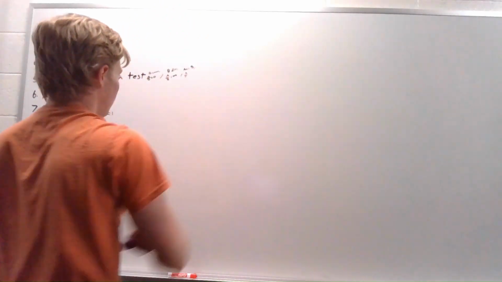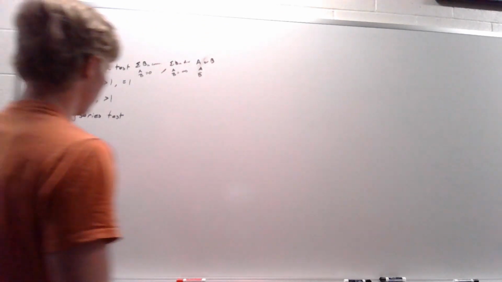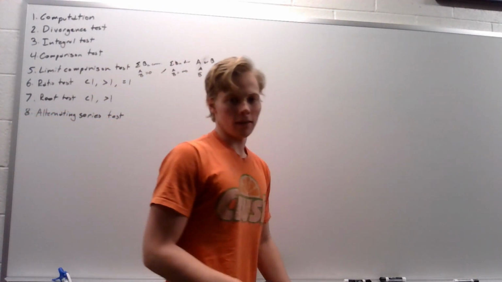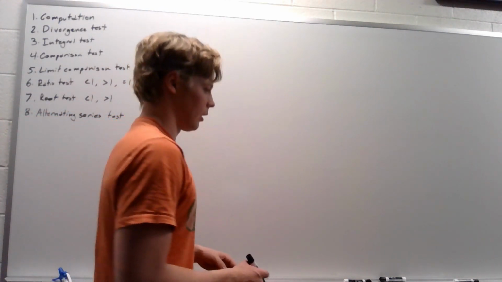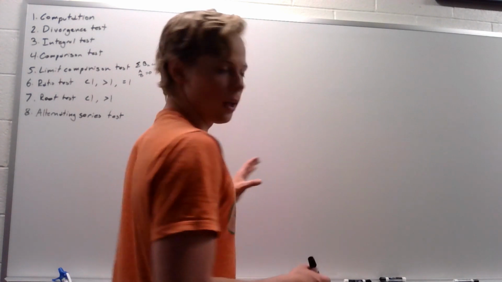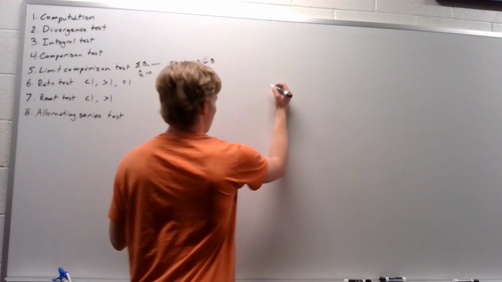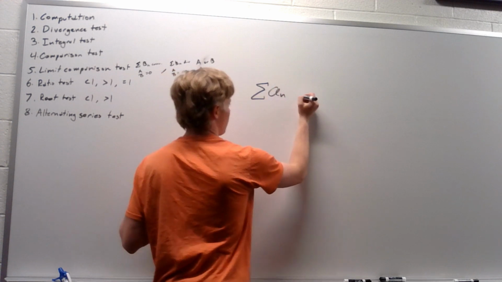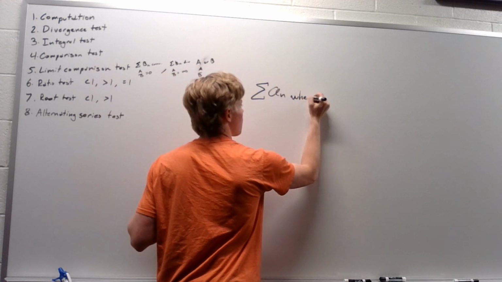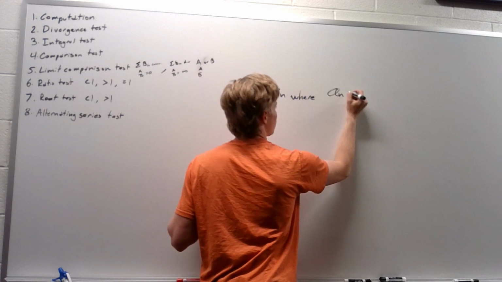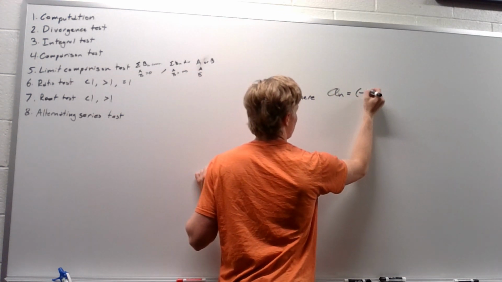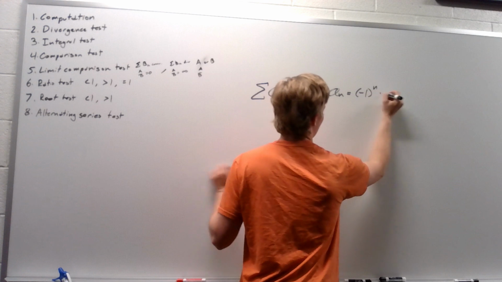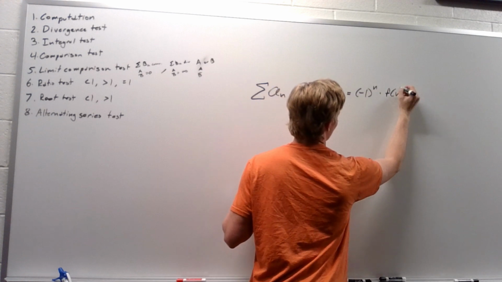So now our last test, the alternating series test. So the alternating series test is another pretty specific one, but it's far more intuitive, I believe, than the root test, and you can show it visually. So the alternating series test is used when you have the sum of a sub n, where a sub n is equal to -1 to the n times some function of n.